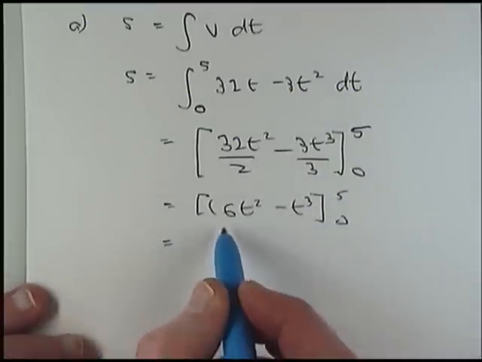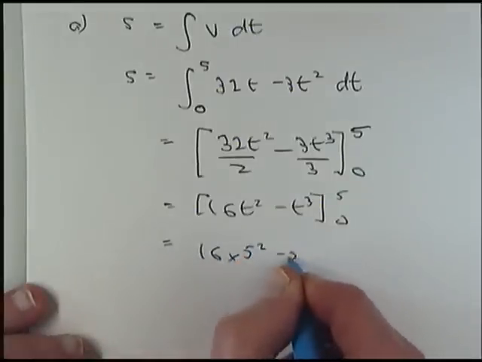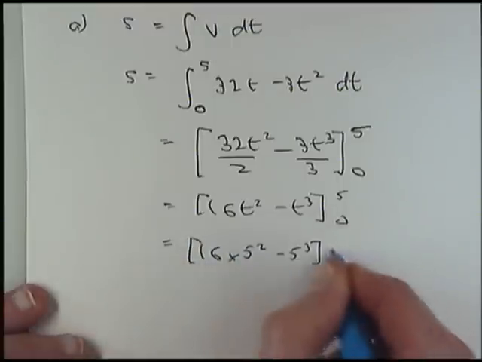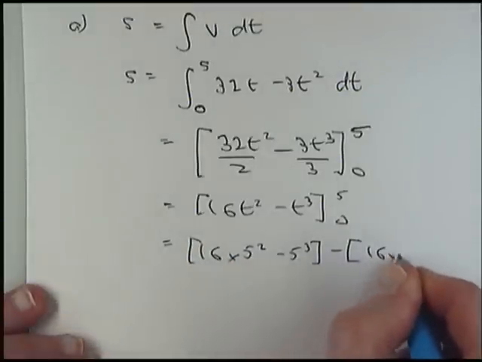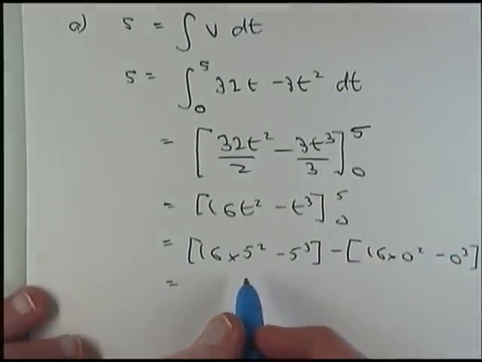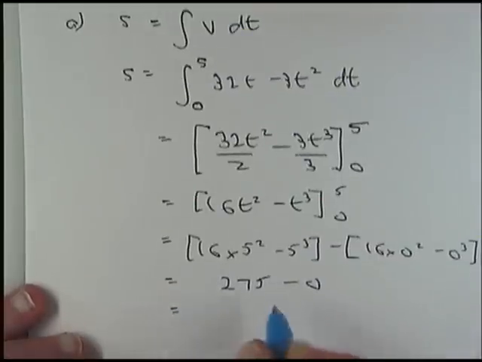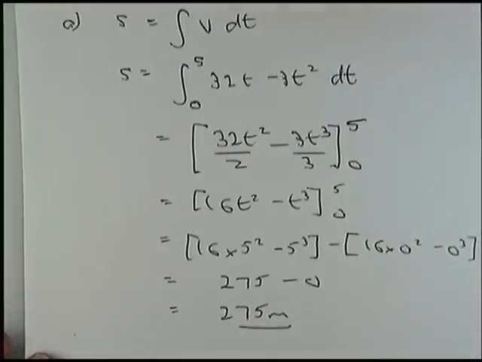That means we substitute in a 5 for every t, and then we substitute in a 0 for every t. When we do that here, we will get 275 if you work that out. We'll get 0 over there, so the distance is going to be 275 metres.